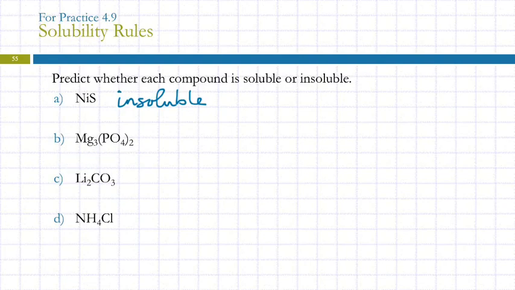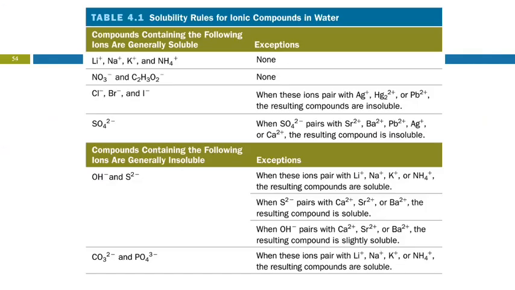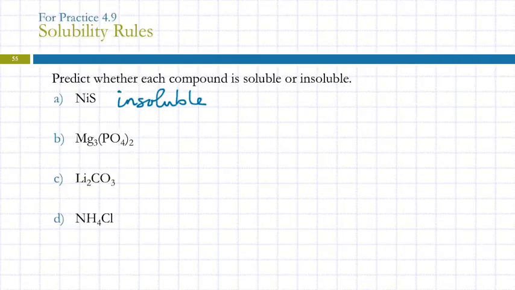I'm writing with a white pen. That doesn't work very well. So that one's insoluble. Magnesium phosphate. So we go down the list. You see magnesium? No, no, no. Phosphate. Not soluble. So this is also insoluble.